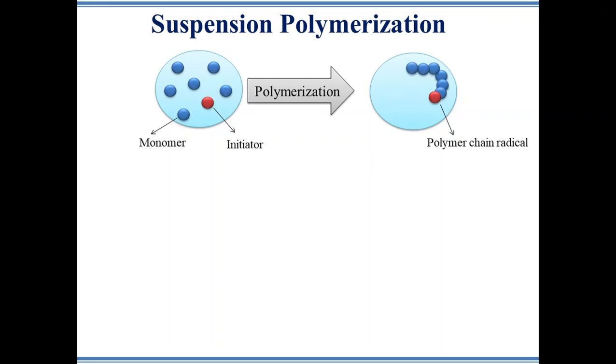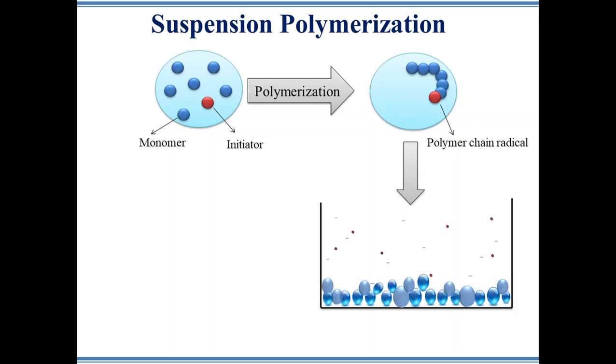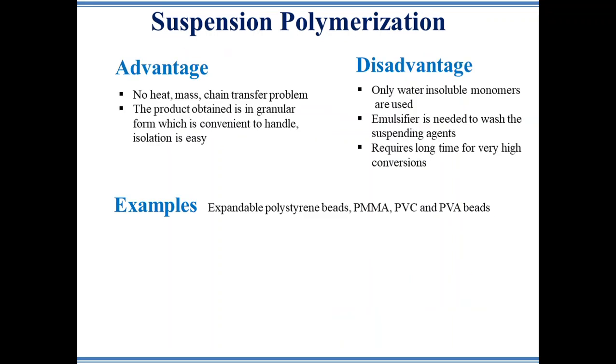Finally, the polymer chain radicals undergo termination step and form a bead-like polymer. The advantage of this method is no heat, mass, or chain transfer problem. The product obtained is in granular form which is convenient to handle and isolation is easy. The disadvantage is only water insoluble monomers are used. Emulsifier is needed to wash the suspending agent. Also, it requires long time for high conversion. Expandable polystyrene beads, PMMA, PVC and PVA beads can be synthesized using suspension polymerization.